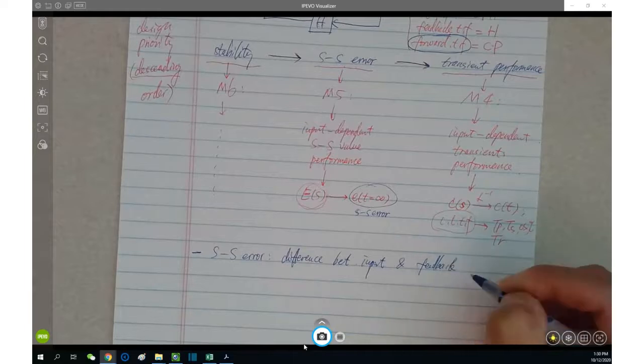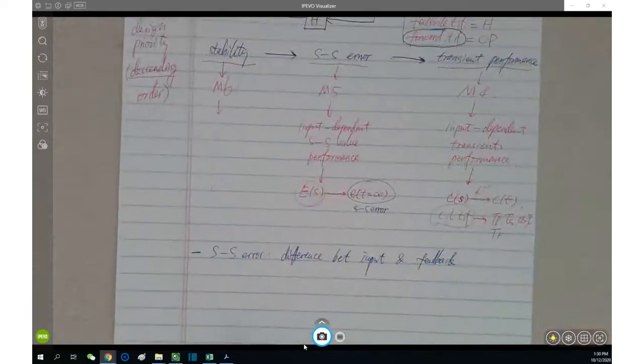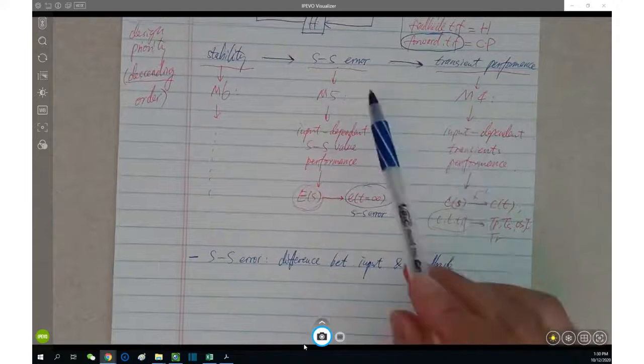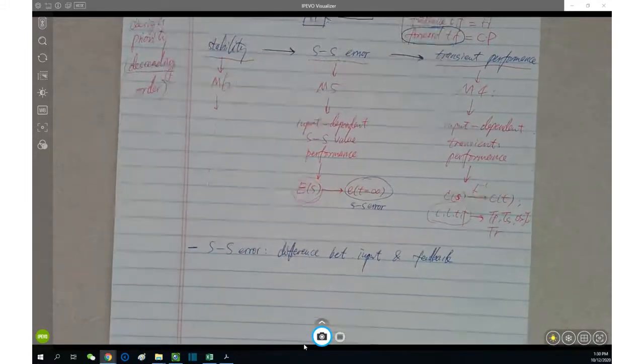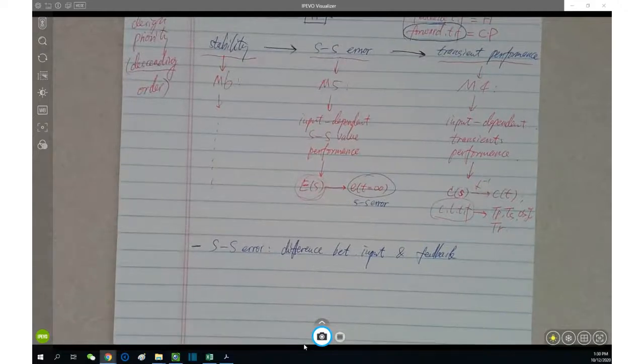Well, the feedback might be the output directly if the feedback transfer function H is unity, right? But it will be more accurate if we just say the difference between the input and feedback. Correct. And then this is the description.